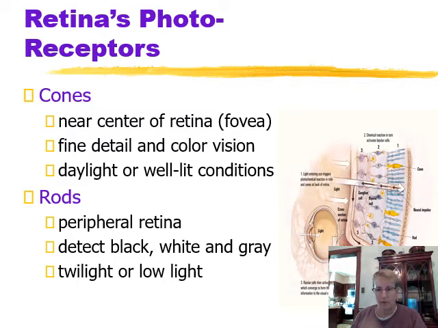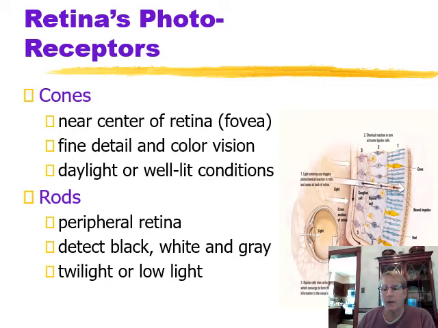That's why it's sharper in the center, because that's where they're located. And in the periphery, you have rods, which makes it a little bit blurrier. All right, so that's cones. Remember, cones, color, center. Cones, color, center, and also fine detail.